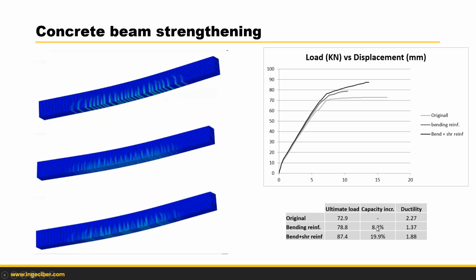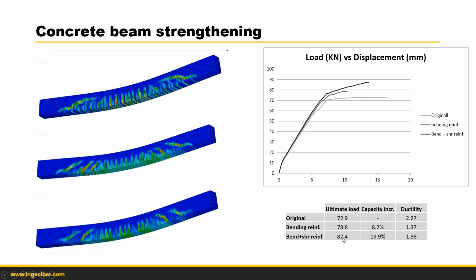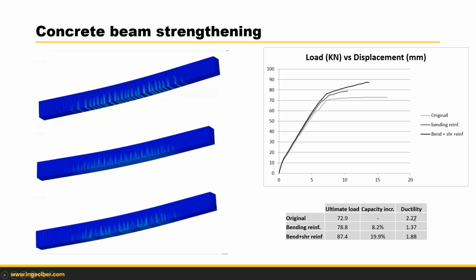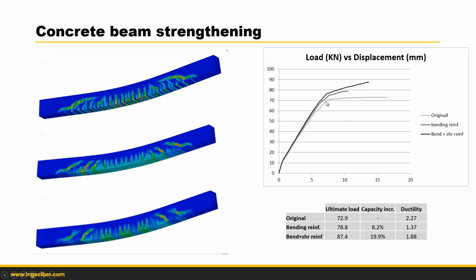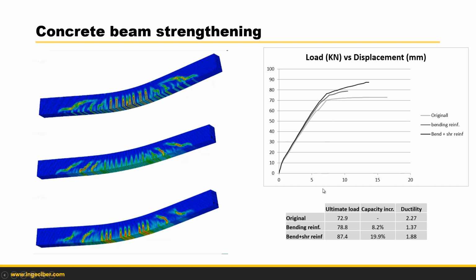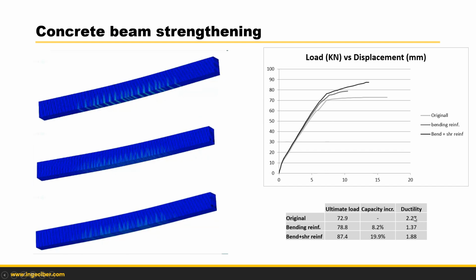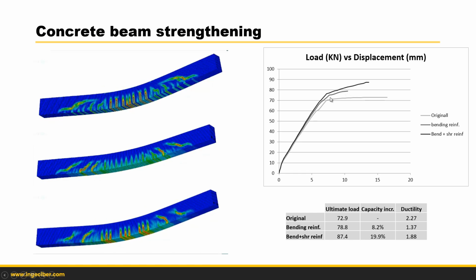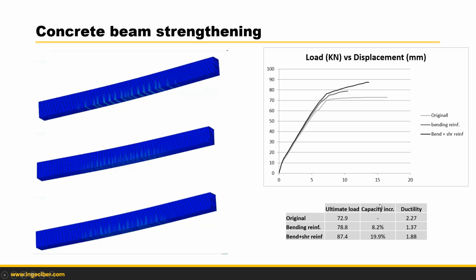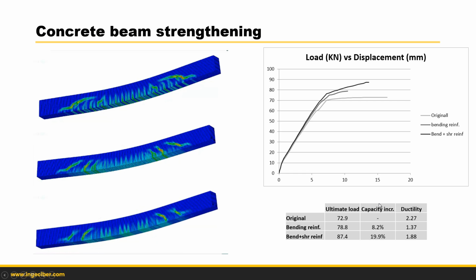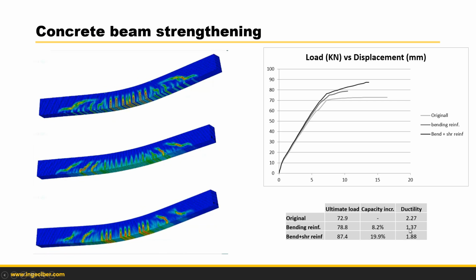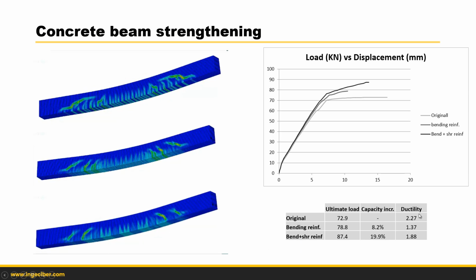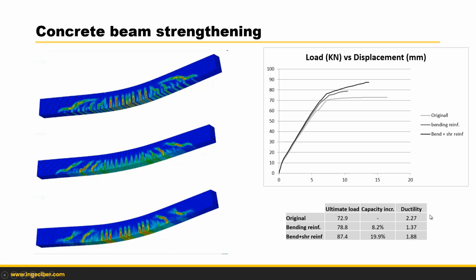We gain 80% of the capability when adding bending reinforcing, but when adding bending plus shear reinforcing, we add up to 20% of the capability, and ductility is reduced from 2.27, which is the ratio between the plastic and the elastic deformation. For the original situation, it is 2.2. When adding bending reinforcing, we gain a little bit of 80% of capacity of the beam, but ductility is reduced to about 1.4. And when adding both, when now failure is due to bending, again ductility is increased to almost 1.9.